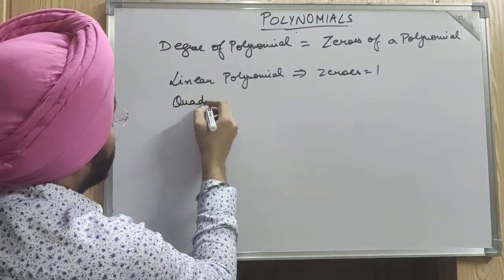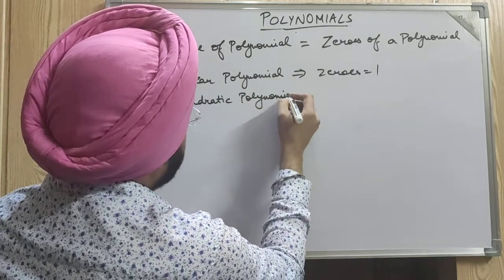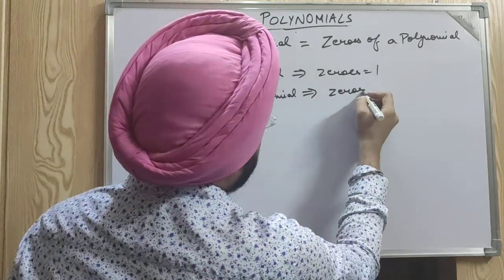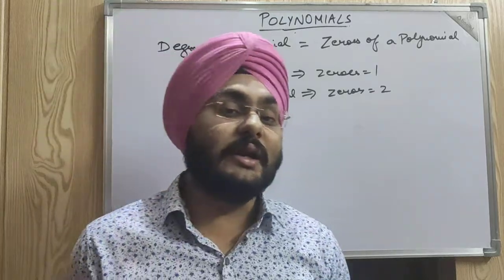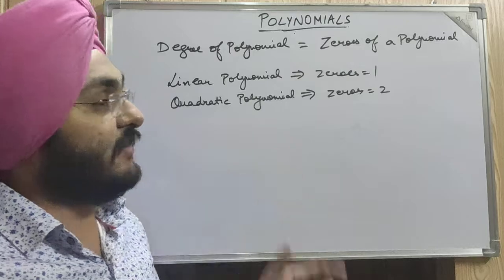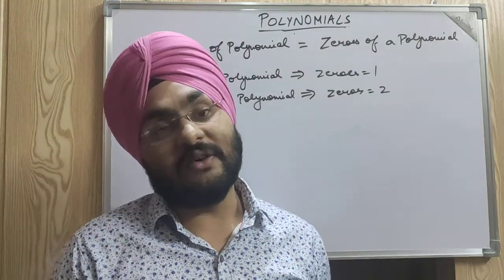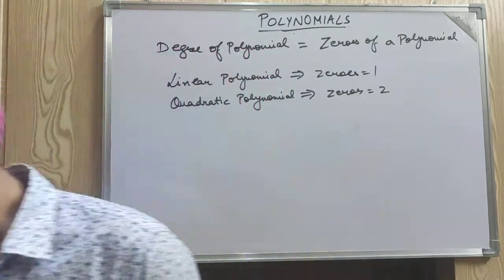If I say for the quadratic polynomial, what's the degree? Degree is 2. So its zeros will be 2 here. Similarly we can find for the cubic polynomial, and for biquadratic the degree is 4. So if we have a polynomial of degree 5, it will have 5 zeros.